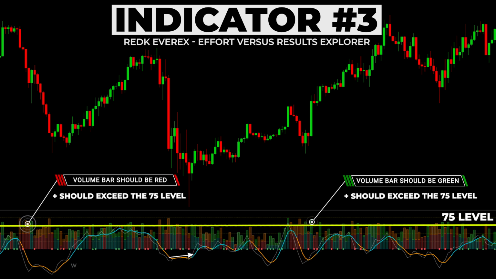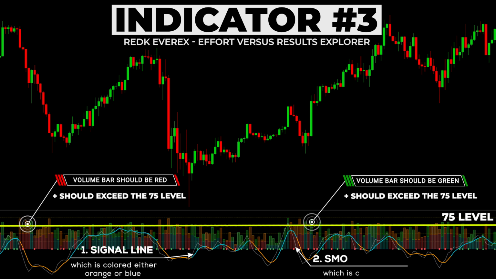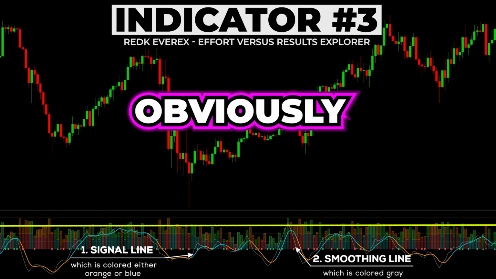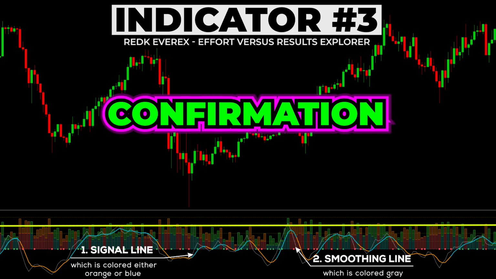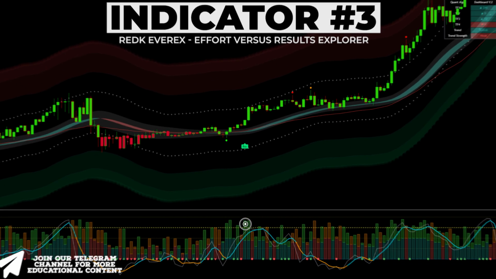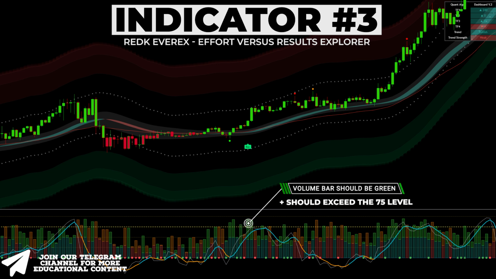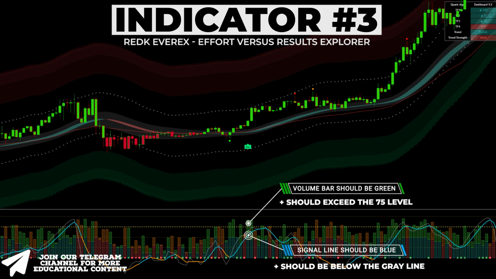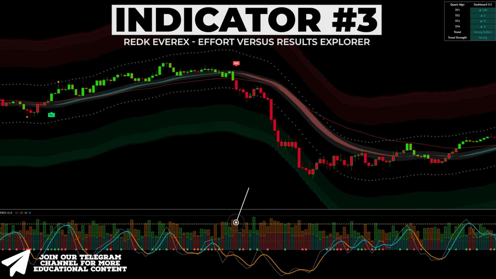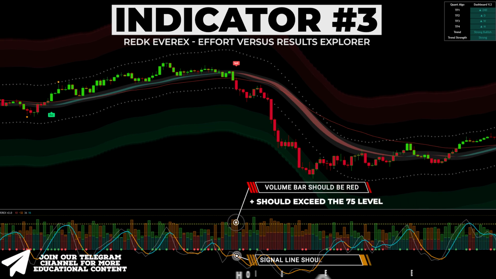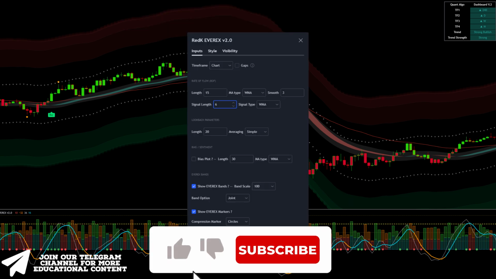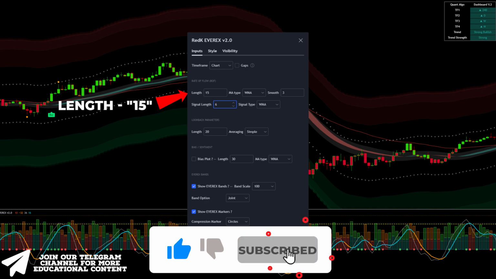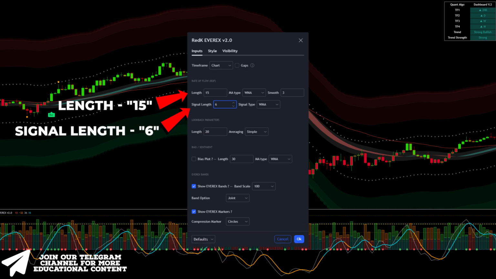Moving on, we have a signal line, which is colored either blue or orange, and a smoothing line that has a gray color. Obviously, we use these lines as a second confirmation component. So, to confirm a long entry even further, the smoothing line should be above the signal line, with the signal line being colored blue. Alternatively, the smoothing line should be below the signal line, and the latter should have an orange color. Now, go to the settings, increase the length to 15, and adjust the signal length to 6.